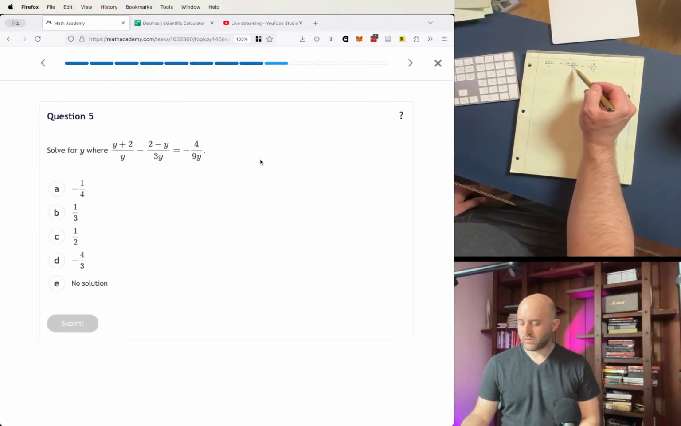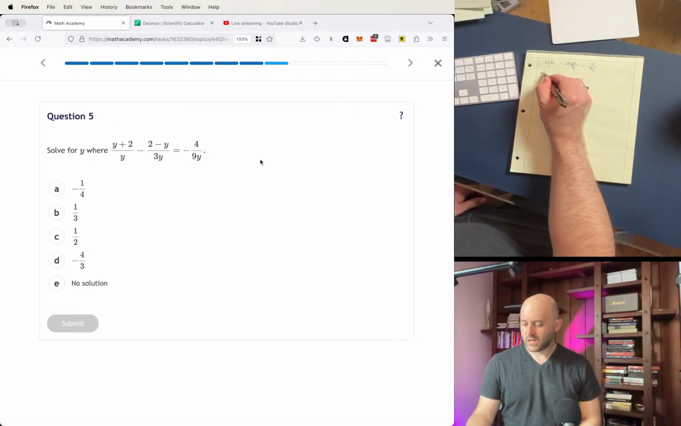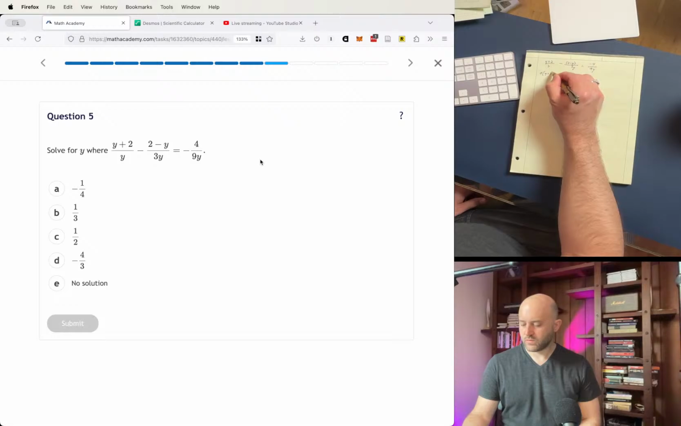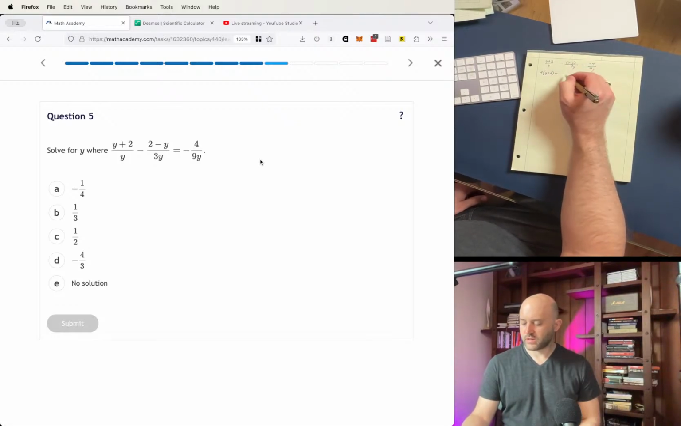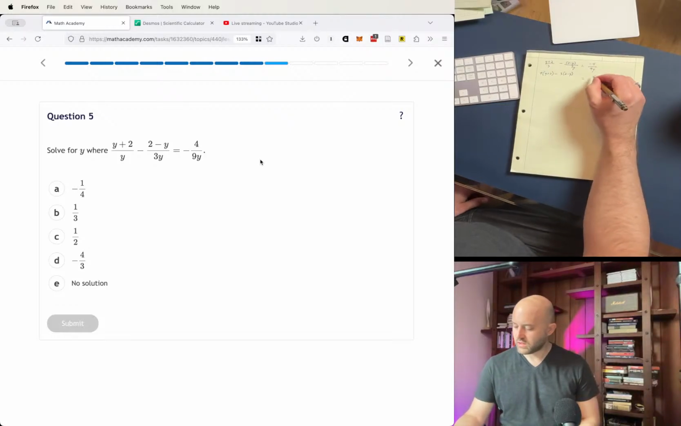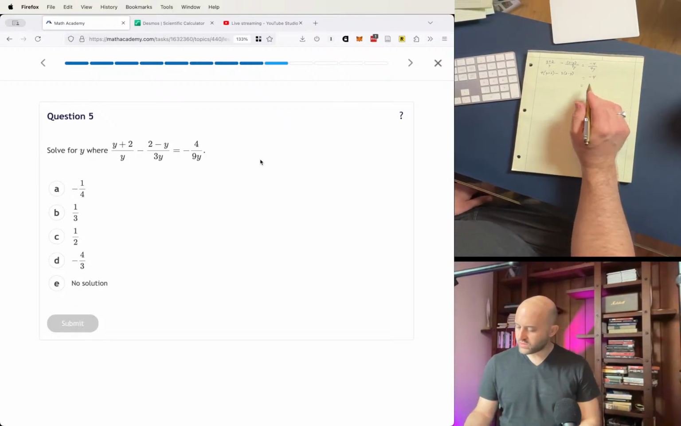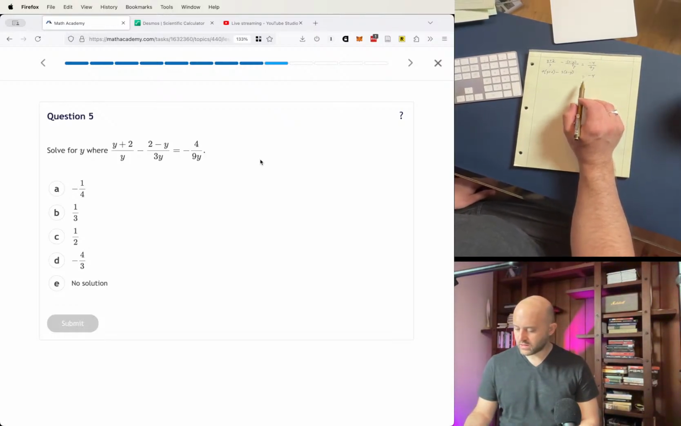So we need to multiply through by 9y would do it. We have 3 different ones. 9y just means that this is 9 times y plus 2 times 9, so divided by 3y, y's cancel, just multiply by 3 times 2 minus y is equal to, and this just goes away to 1, so minus 4. And we have another no solution possibility here in the answer, so let's give it a shot.